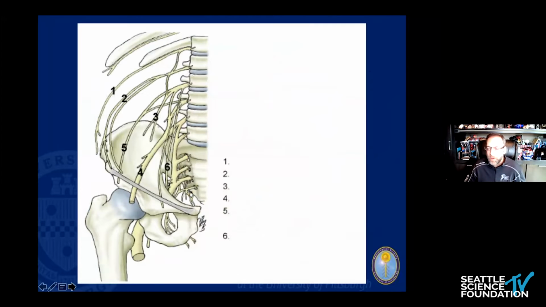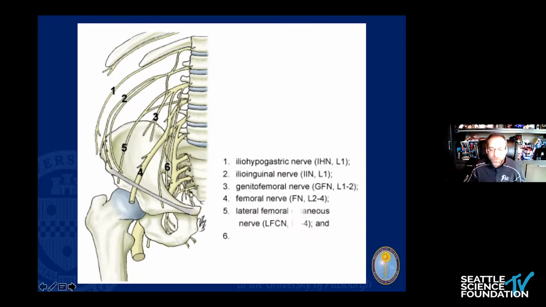And I've got Alp Ospinar. Alp is one of our residents. Wanted to label out these as we look at them. So the iliohypogastric and the ilioinguinal, right? These have projections off of L1. Genitofemoral as L1-2. Femoral nerve itself is L2-4, as is the obturator, and then lateral femoral cutaneous is at L3-4. Right? These are the distributions.